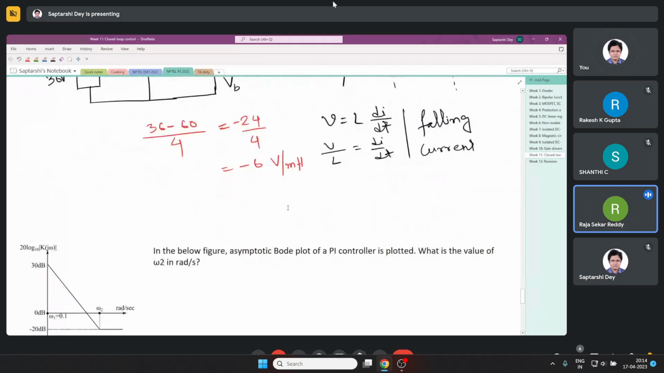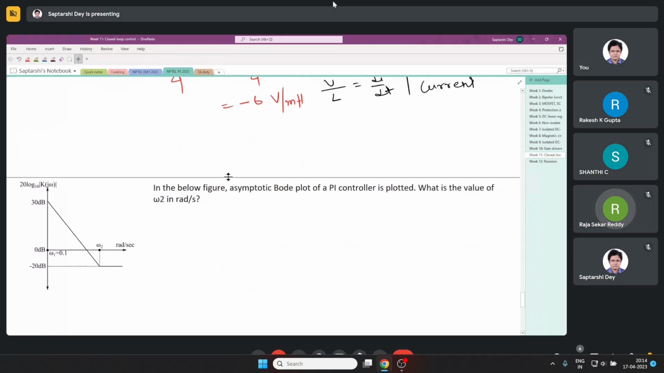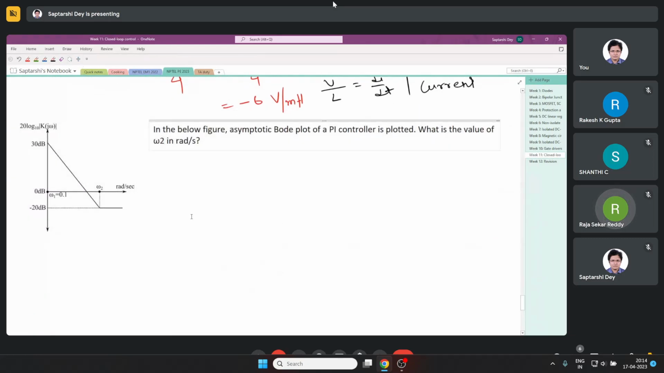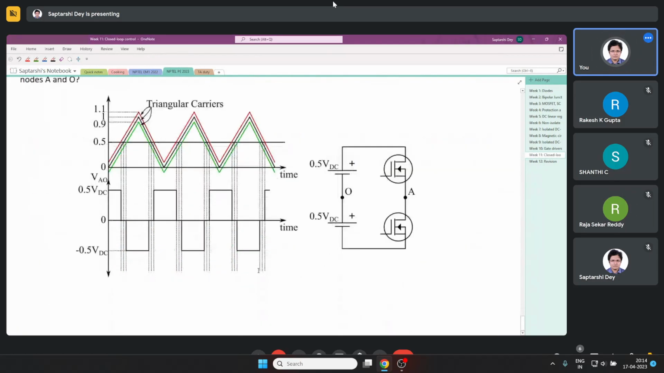That is the logic behind it. So this is the last question we will discuss today. Inverter we will leave for next day, okay?